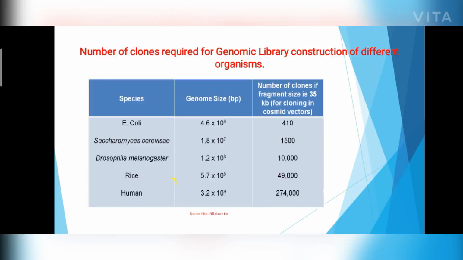And if you take Drosophila, it has 1.2 × 10^8 base pairs. So you require 10,000 cosmid vectors to hold the entire genome of Drosophila. And if you take rice, the size is 5.7 × 10^8, so it requires 49,000 cosmid vectors to hold the rice genome. In the same manner, 2,74,000 cosmid vectors are required to hold the entire human genome of 3.2 × 10^9 base pairs. So from this table it is clear that as the size of the genome is increasing, the number of cosmid vectors required is also increasing.